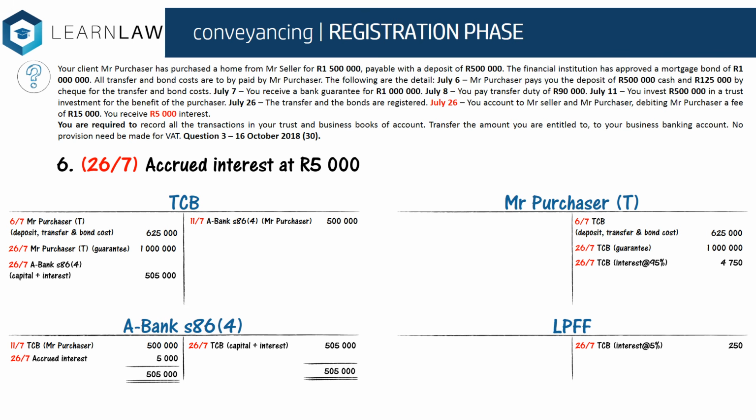At the same time, we can go ahead and pay the LPFF so that we can close off their account. We credit the TCB with 250 Rand and debit the LPFF account with 250 Rand as well. The firm's liability towards the LPFF is now extinguished and we can close off the account.